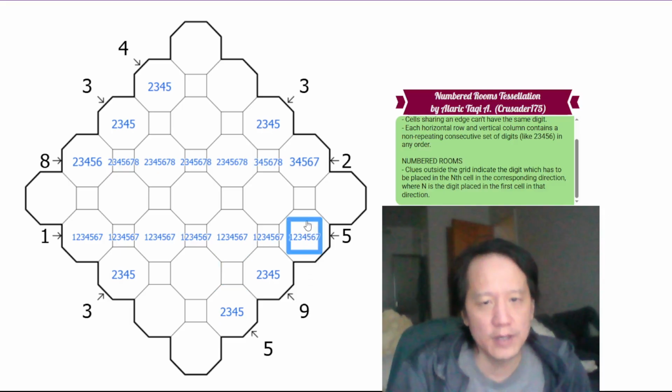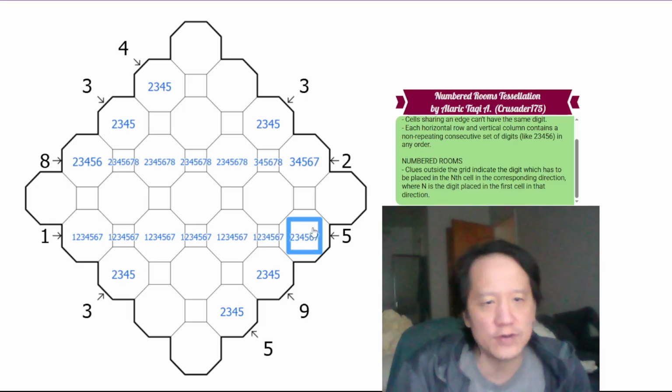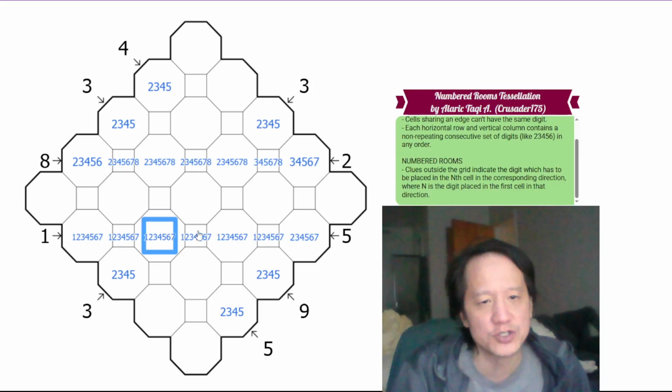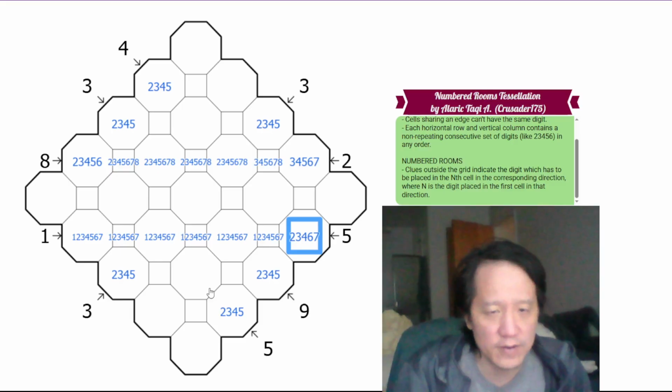1 cannot be here, because if this is 1, that would say 5 is in the first position, which is obviously not possible. It cannot be 5 either. If this is 5, that would say that 5 has to be in the 5th position, but we already have a 5 in this row. So this can't be 5.